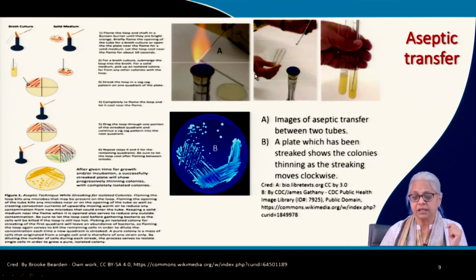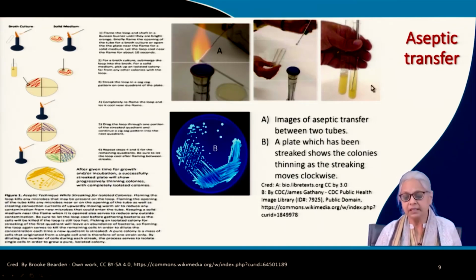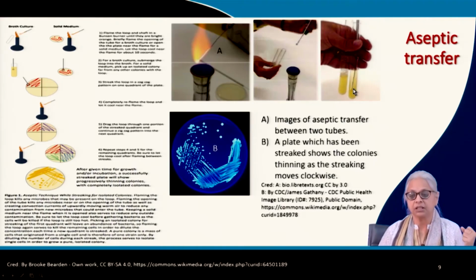So in the first case, you can see two tubes. One of them probably has the bacterial culture, and you take a metal loop. So these are the metal loops. Sometimes they have wooden handles, sometimes they have metal handles.